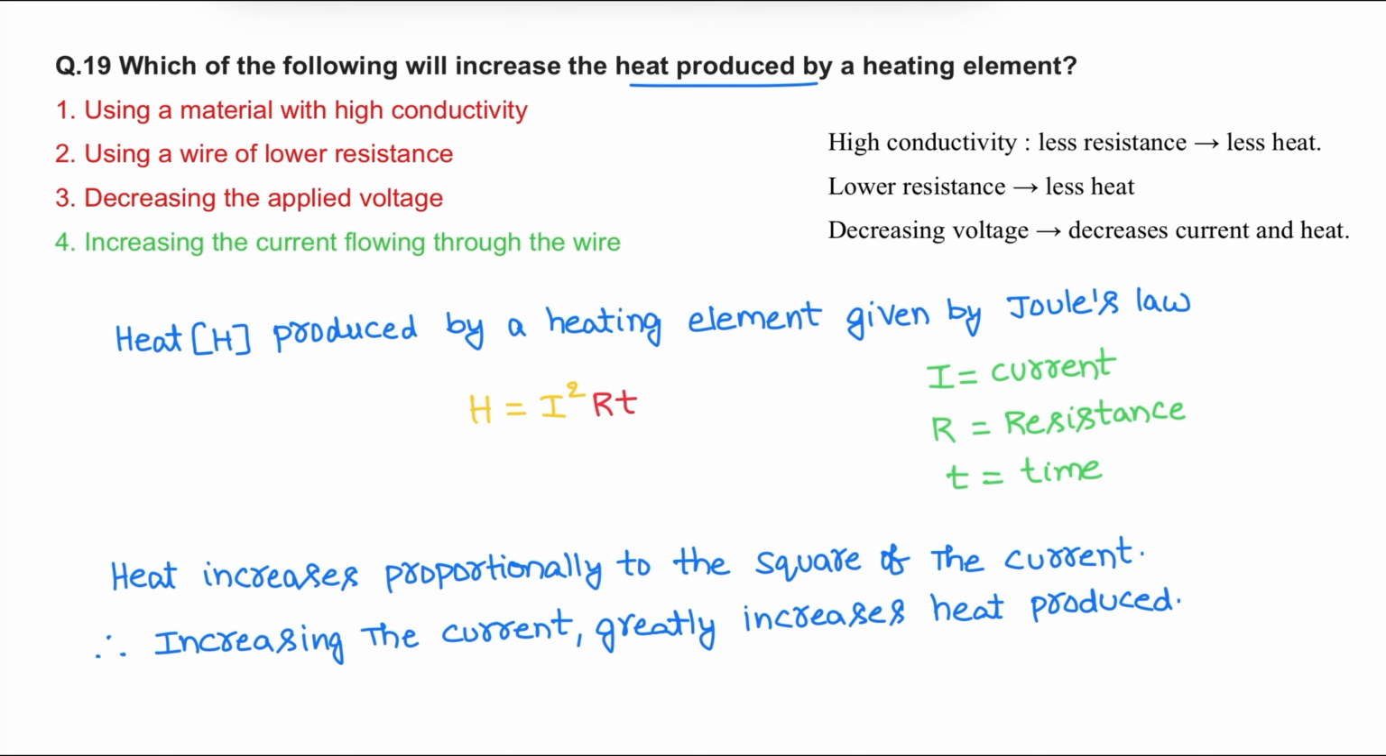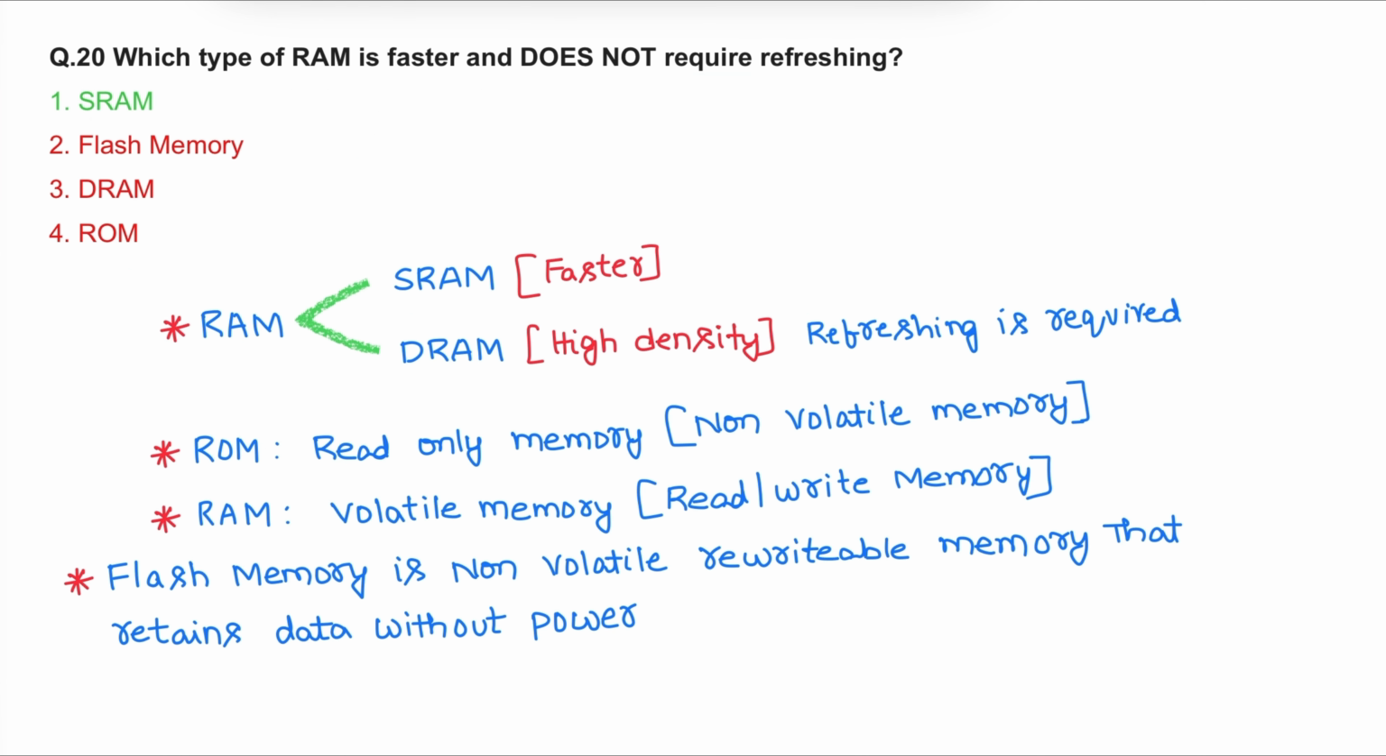High conductivity means less resistivity, that means less heat. Lower resistance, less heat. Decreasing the voltage decreases current and decreases heat. The correct answer is option 4. Increasing the current flow through the wire, so option 1 is incorrect. Using material with high conductivity: high conductivity means less resistivity, less heat. Using a wire of lower resistance, low heat produced. Decreasing applied voltage: if applied voltage decreases, current decreases, thereby reducing the heat. Question number 20.